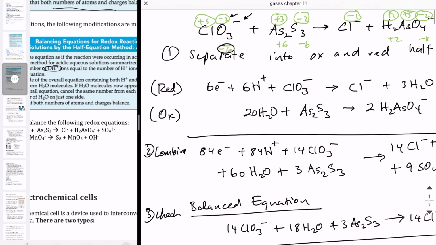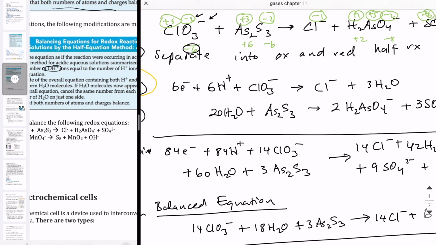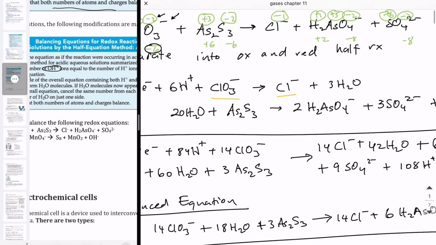So I'm going to start with my reduction reaction. And when I started, all I wrote down was just ClO3 minus goes to Cl minus. Okay, so forget the H plus, the H2O, and the electrons there. I'm just doing the ClO3 minus going to Cl minus.